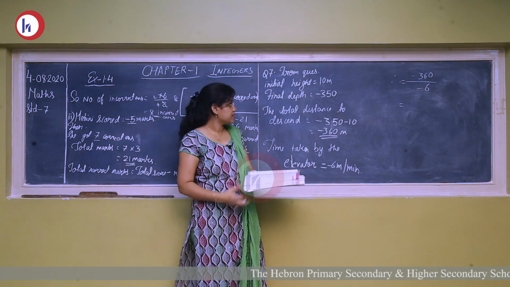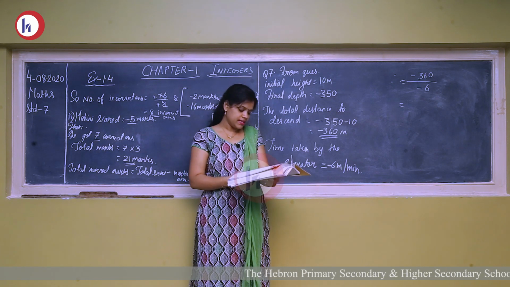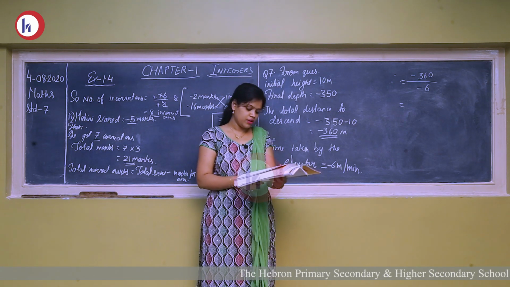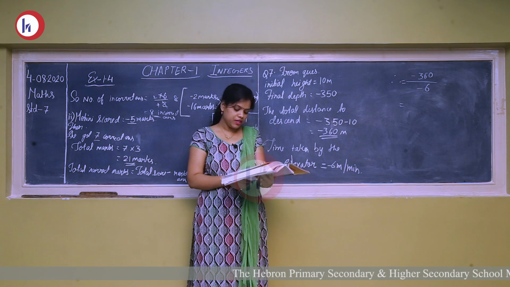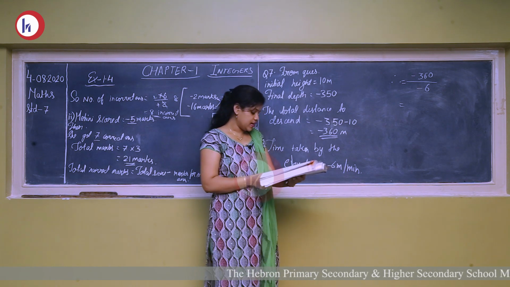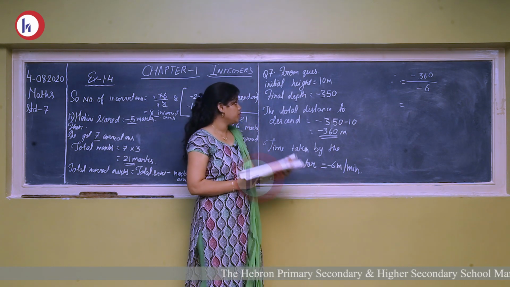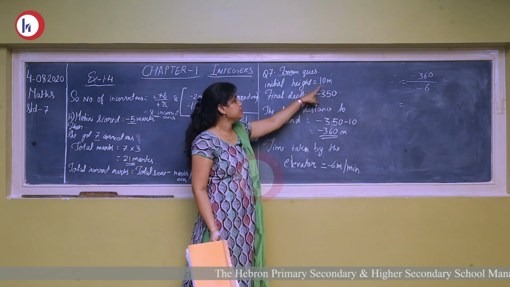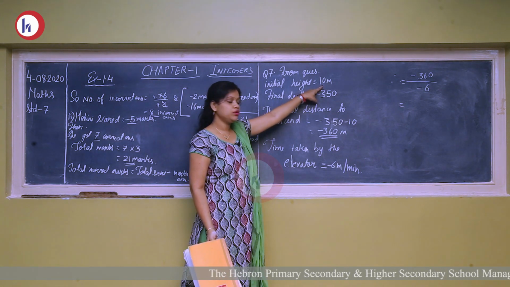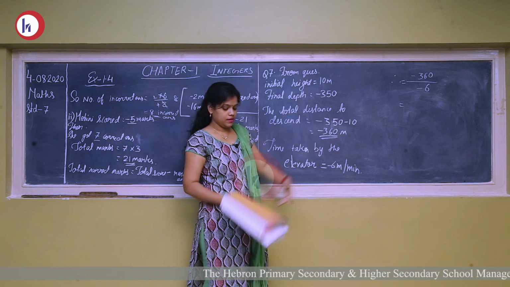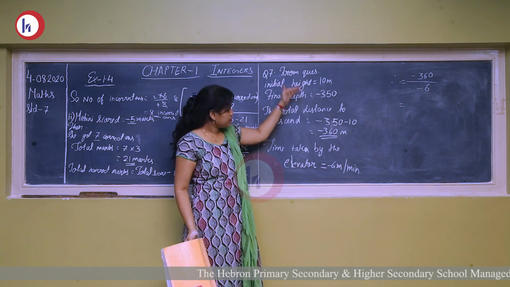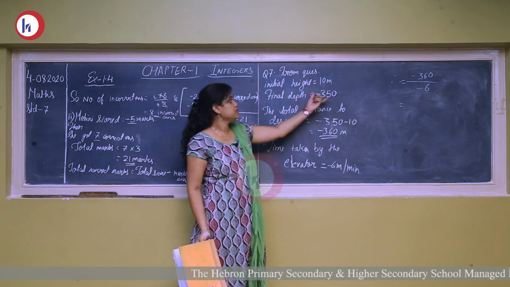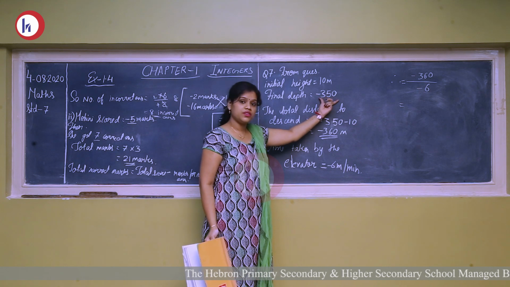Last question of our exercise. An elevator descends into a mine shaft at the rate of 6 meters per minute. If the descent starts from 10 meters above the ground level. Now the initial height is above the ground level. Above the ground level will be plus 10. Okay, and the elevator keeps on descending and reaches the final depth of minus 350.